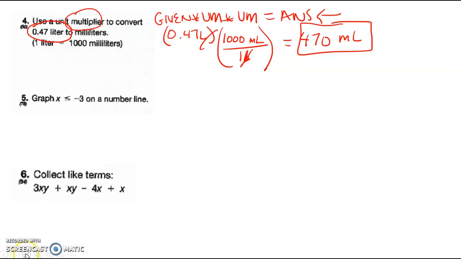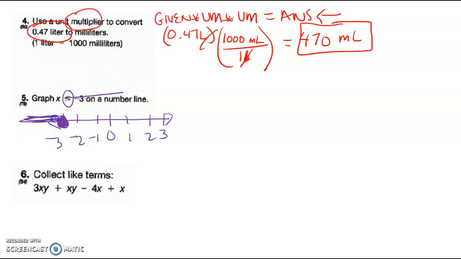All right, let's do number 5. Let me pick a different color here. Number 5 says to graph x is less than or equal to -3 on a number line. So we have our number line, 0, 1, 2, 3, -1, -2, -3, and okay, so less than or equal to, so I know that this is going to be filled in, and then the arrow is pointing that way, so we're going to highlight this direction.